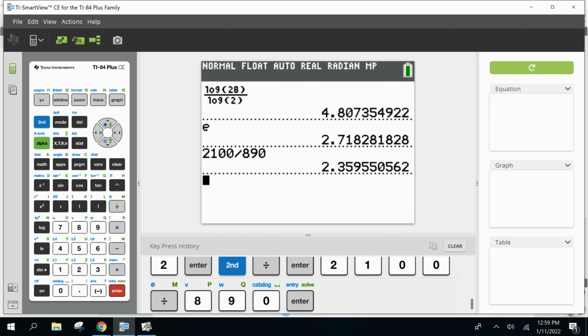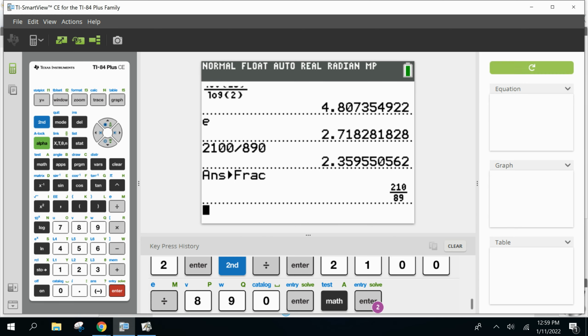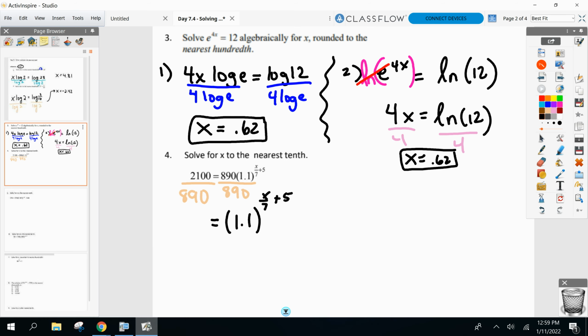You can write that whole decimal down, or I prefer to hit the math button and change that back into a fraction so it's nice and neat: 210 over 89. But it's up to you. But you've got to write down the whole decimal if you do choose to do so.